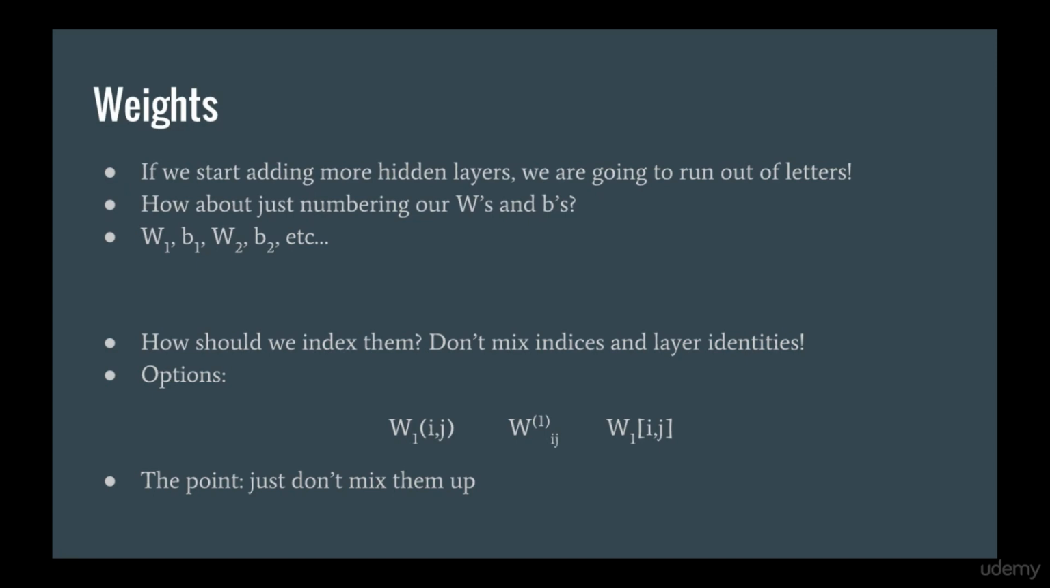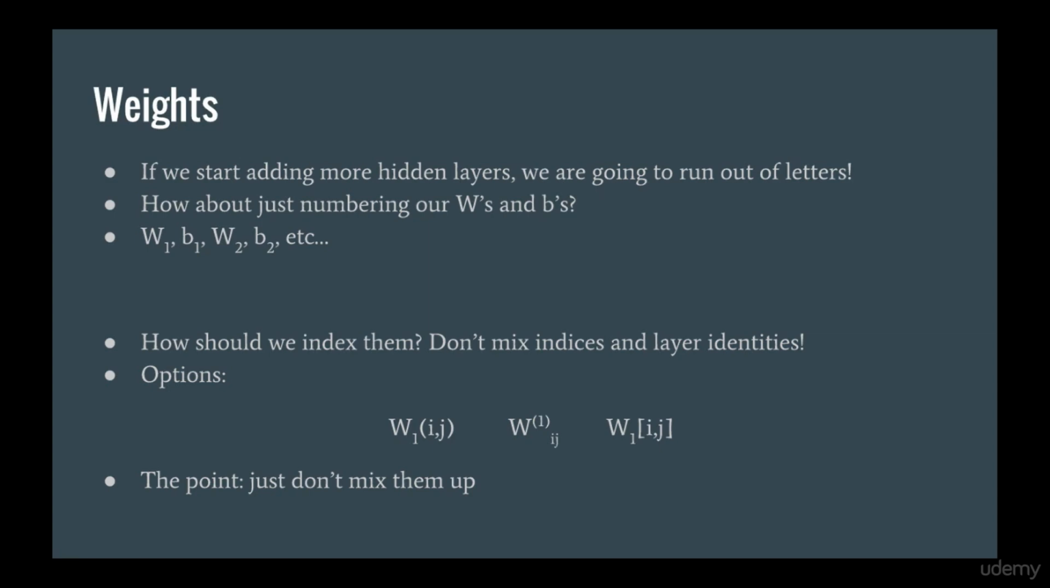You can imagine that if we start adding more hidden layers to our neural network, we are going to run out of letters. So using V and C is not really a feasible option. Instead, we can just number our W's and B's. So from the input layer to the first hidden layer, we can have W1 and B1. From the first hidden layer to the second hidden layer, we can have W2 and B2, and so on.